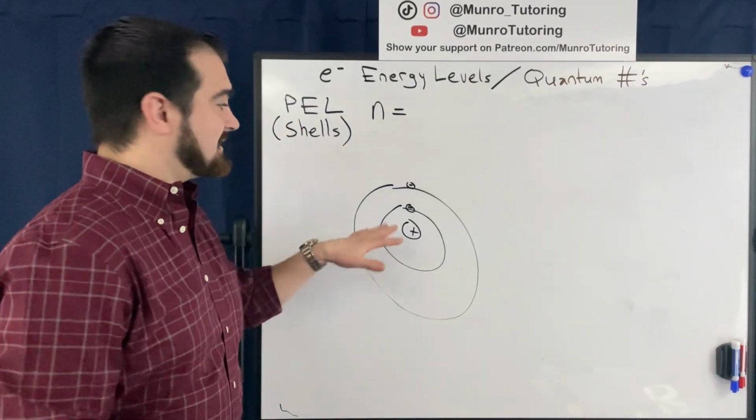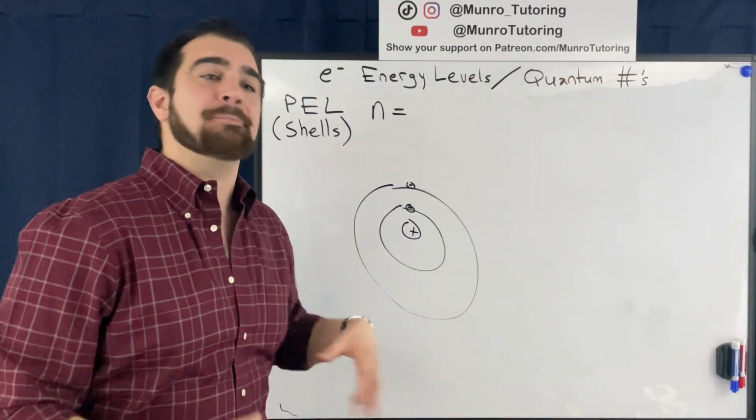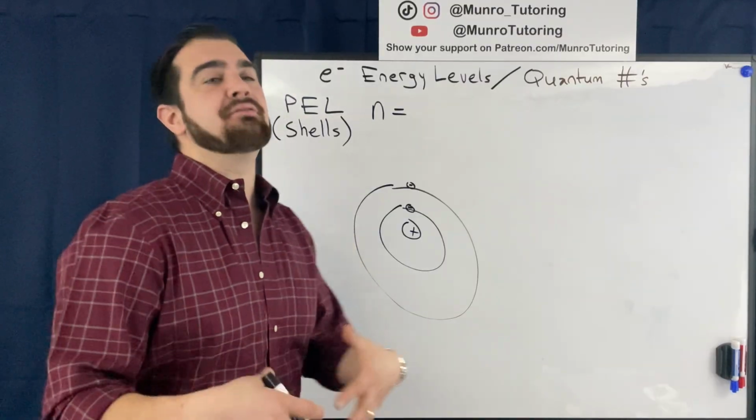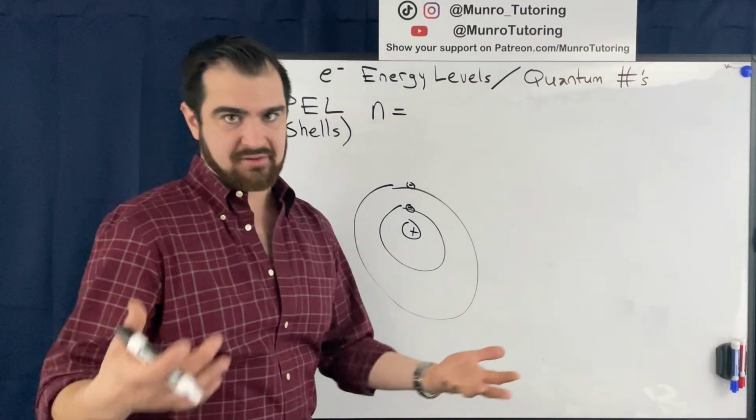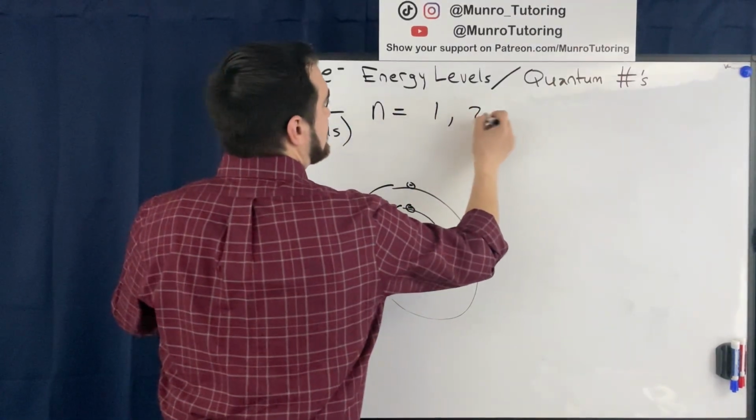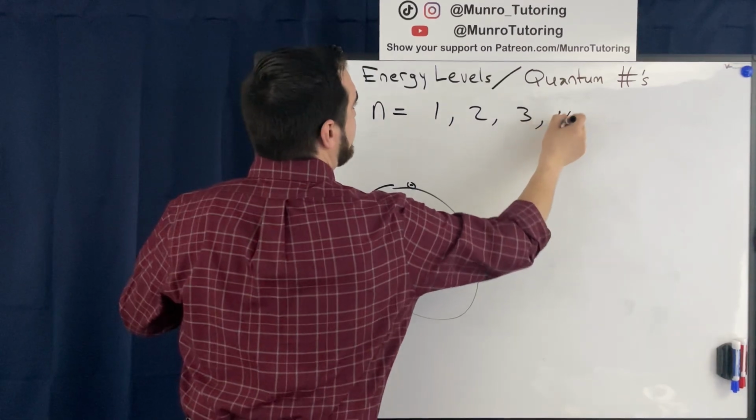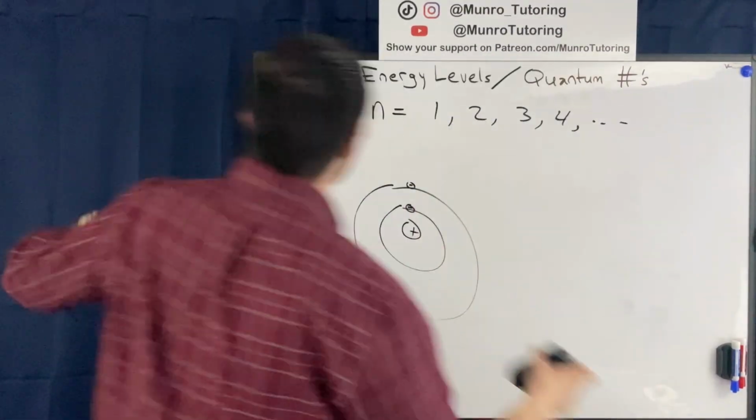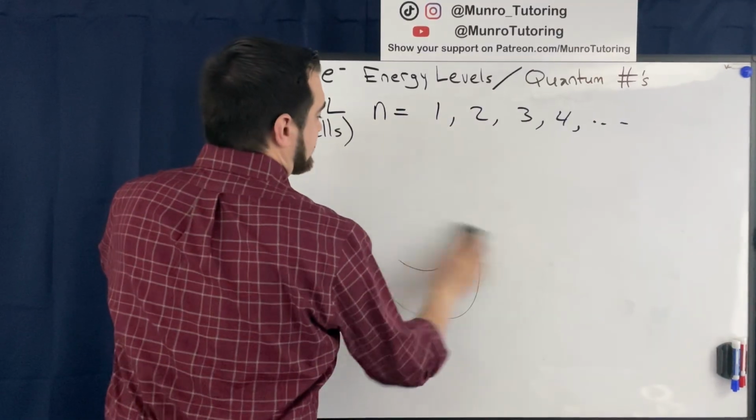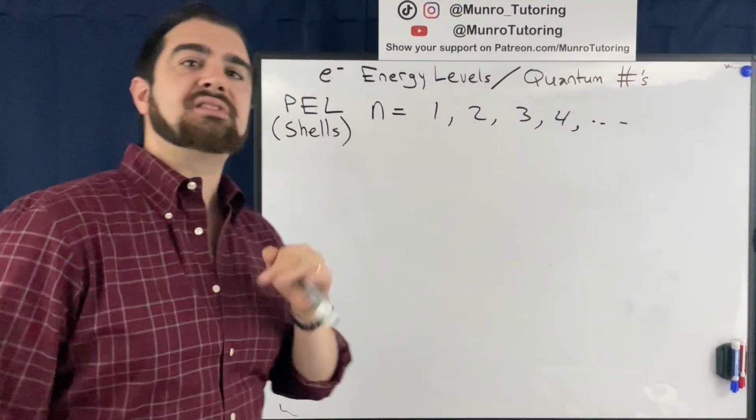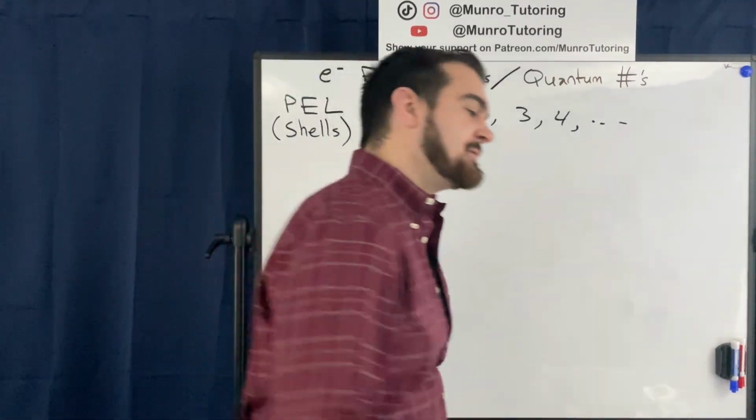Again, this is like the planets going around the sun model. It's nice to simplify things, but it does not reflect reality in the shape of it. But nonetheless, we have n equals 1, 2, 3, 4, and so on, just integer values. The principal energy levels are actually subdivided into sub-energy levels, or subshells.